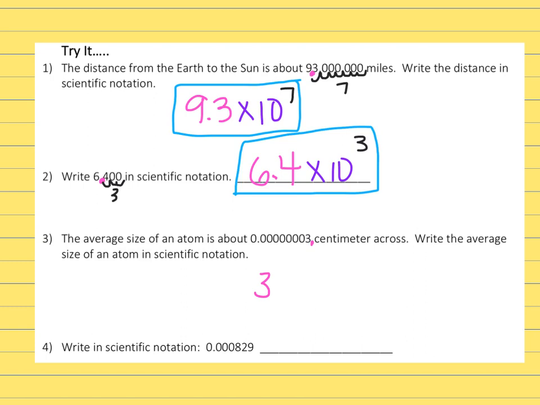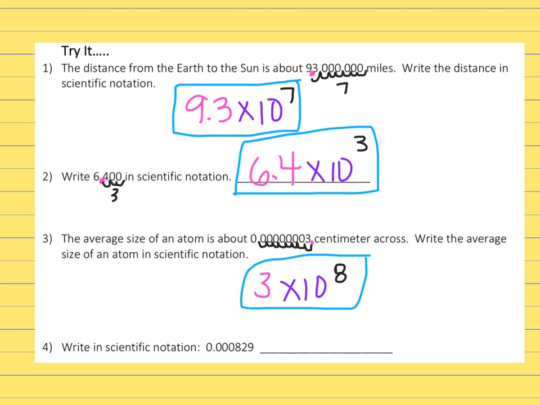Second step is count how many jumps or place value positions you have to move the decimal. So 1, 2, 3, 4, 5, 6, 7, 8. I moved it 8 positions. And then scientific notation is always written as a power of 10. So I put times 10. Final answer would be 3 times 10 to the power of 8.